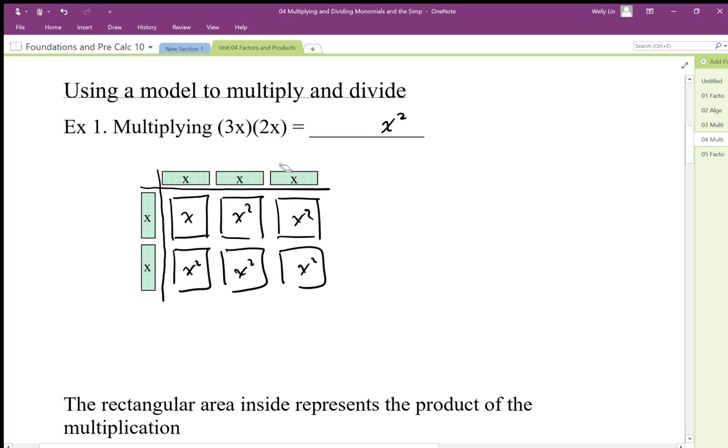Okay, so we have 3 parts this way, which is the 3 is counting, 2 parts this way. Well, since we're multiplying, we're going to get 6 groups of whatever variable parts we're going to make. So we end up with 3 times 2, which gets us to 6. So it's numbers with numbers, and then the letters with letters.